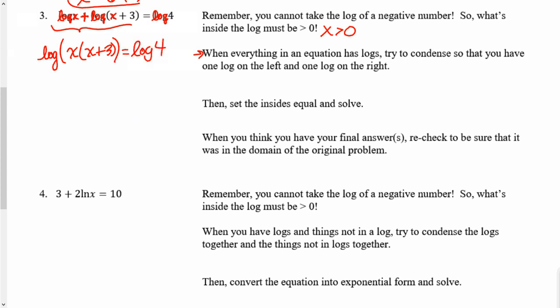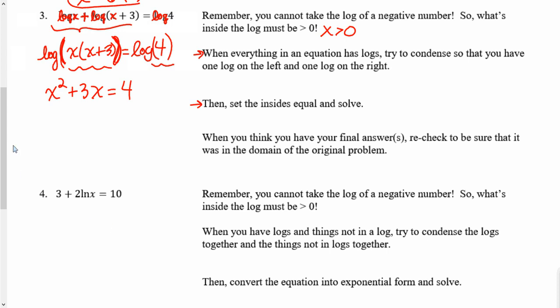There's no base for these logarithms. They're common logarithms with a base 10. But that's not going to matter. So long as they're the same base, when I go to do the problem, the insides are going to have to be equal if the logs are equal. So I have this x times x plus 3 is going to have to be equal to 4. I'm going to go ahead and distribute on the left to get x squared plus 3x, and that's going to equal 4 on the right.